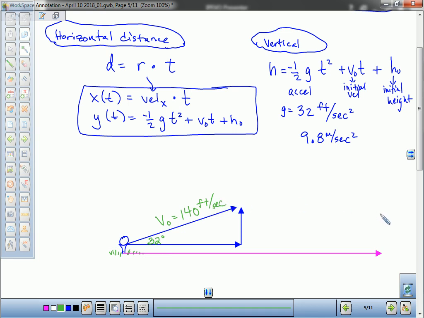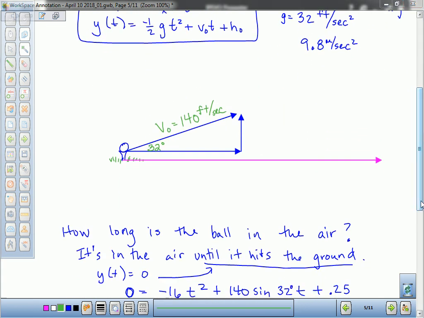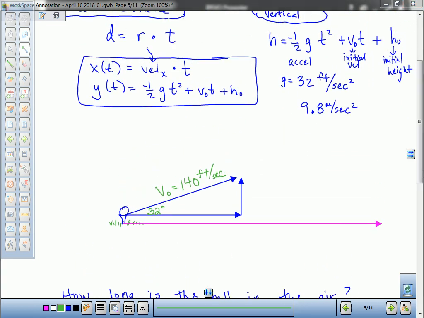Alright, so now we're going to create the parametric equations that model this situation. We have two that we need. We need one that represents our horizontal distance, and we need one that represents our vertical distance. When we represent our horizontal distance, that's this way, right? So how do we go this way? It's with respect to time.